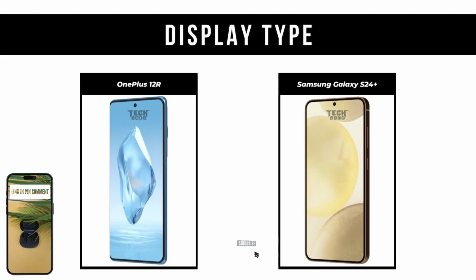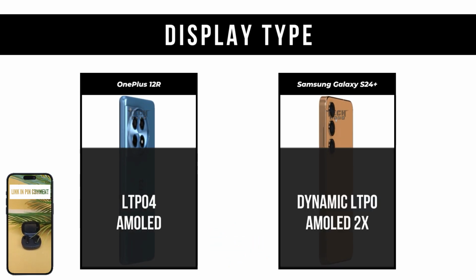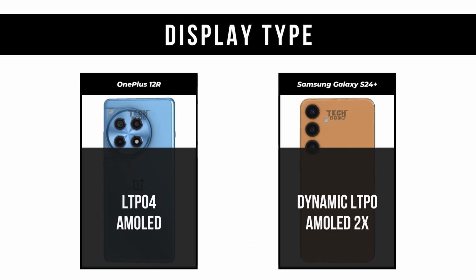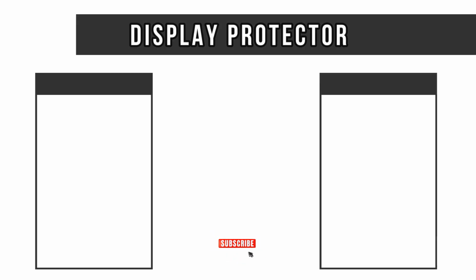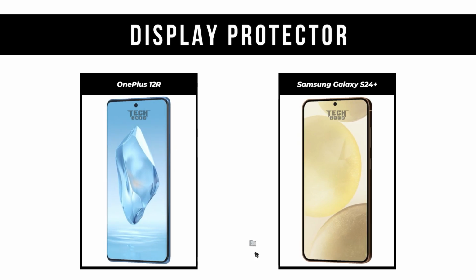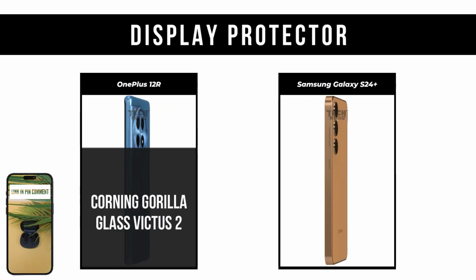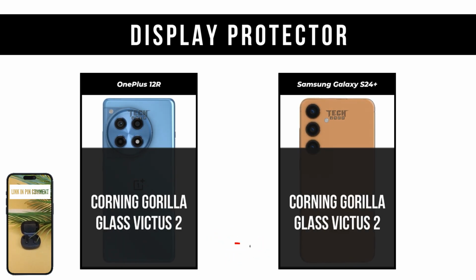Display type. OnePlus 12R is LTPO4 AMOLED. Samsung Galaxy S24 Plus is Dynamic LTPO AMOLED 2X. Display protector. OnePlus 12R is Corning Gorilla Glass Victus 2. Samsung Galaxy S24 Plus is Corning Gorilla Glass Victus 2.